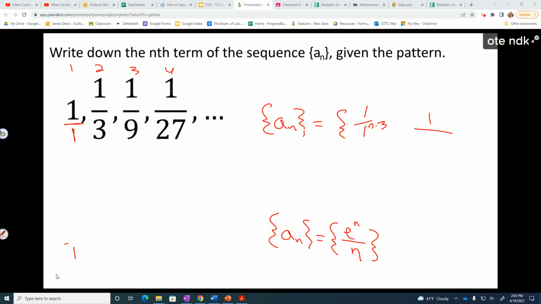I don't think that's right. This would be 1 over 1 to the 0. That works for the first one. Then we plug in 2, it'd be 1 over 1 to the 6th power. Good try. There has to be a variable on the bottom. Yeah, definitely has to be a variable.